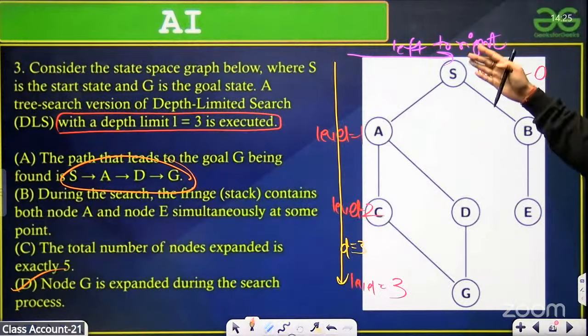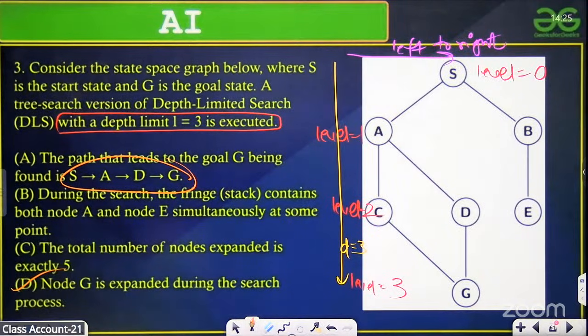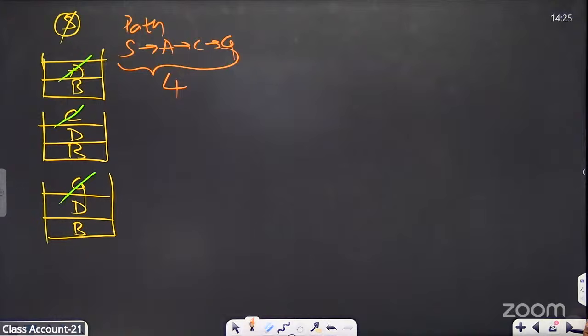So this was just a question on DFS, depth first search. Okay, let's go.